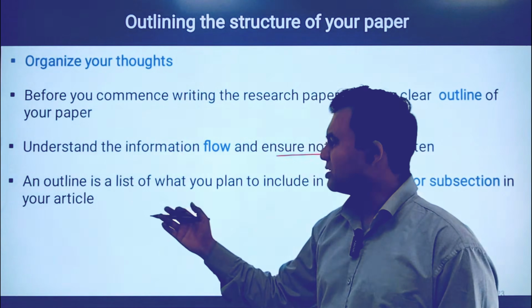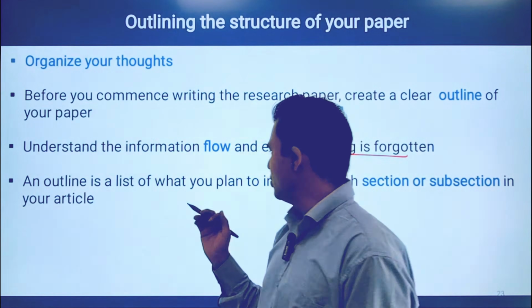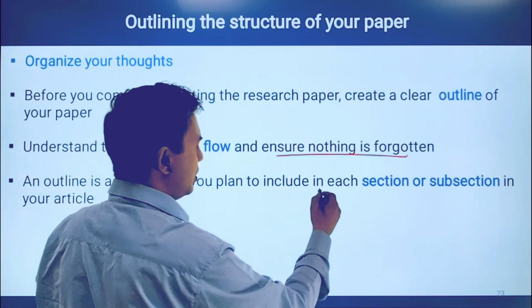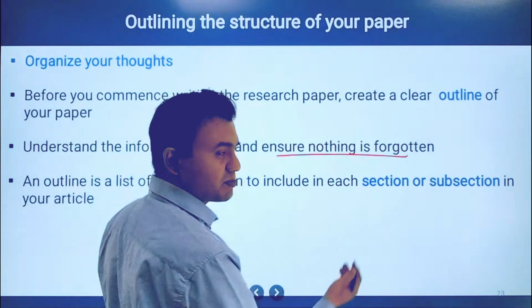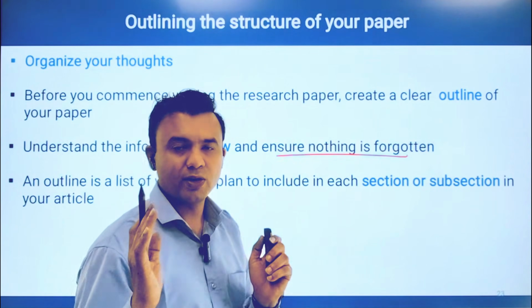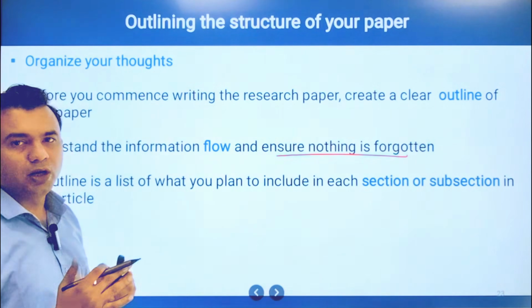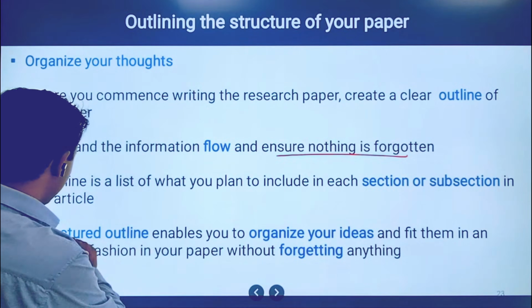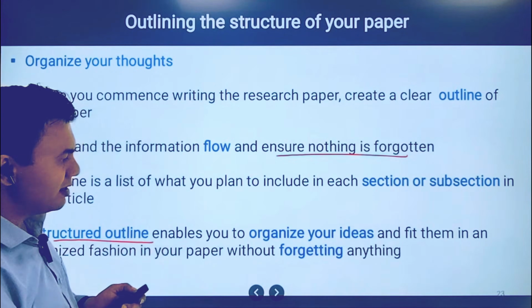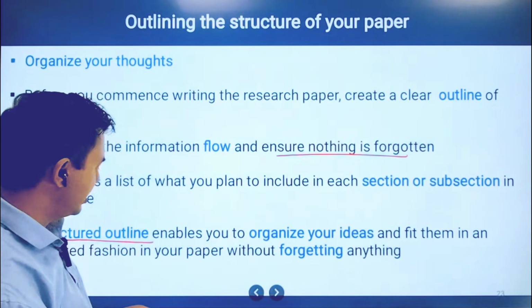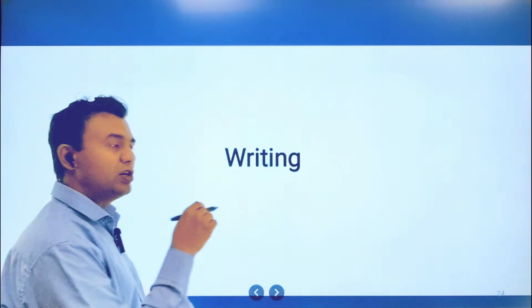The outline is generally a list where you plan to include the sections or subsections. You have to have a thought that, okay, what kind of sections or subsections I will include in my outline. Then you structure the outline, organizing your ideas and ensure that nothing is forgotten. And then you begin the writing.